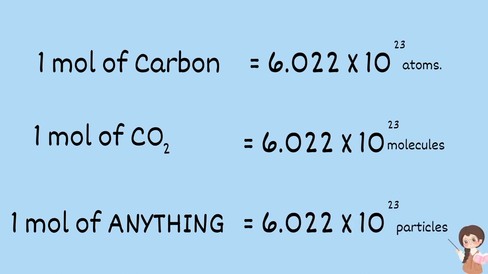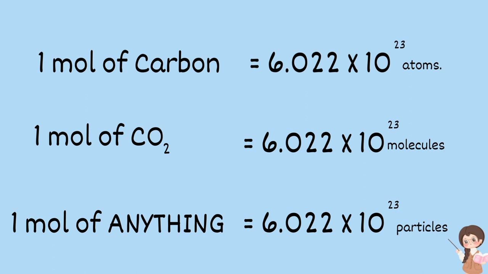Notice how I use the word atoms to describe 1 mole of carbon, molecules to describe 1 mole of CO2, and the word particles to describe 1 mole of anything. You can use any of these words to describe a mole of something because it's in the definition, but you must use the terms correctly. Particles is referring to both molecules and atoms. Particles is kind of like an umbrella, and molecules and atoms are underneath it.